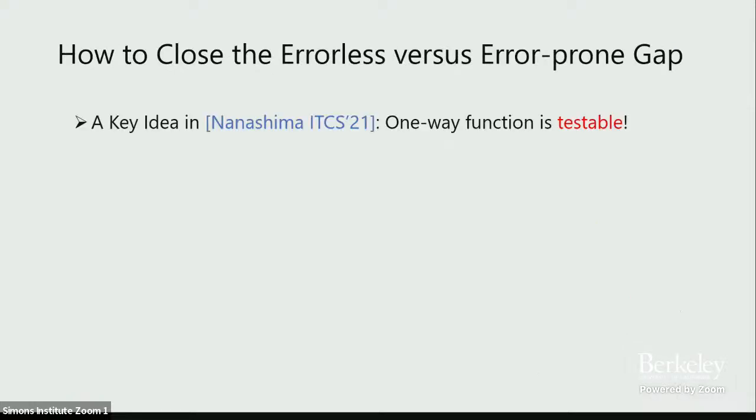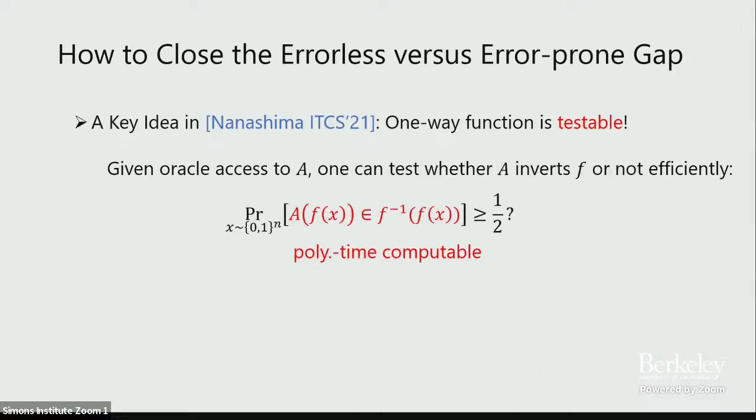And let me mention how we can close the gap between errorless and error-prone average complexities. This is actually identified in the work of Nanashima. The key idea is to use that a one-way function is testable in the following sense. Let's say you are given oracle access to A, where A is an oracle that tries to invert a one-way function. The condition that A inverts the one-way function can be written in this way. The key point is that this condition can be tested in polynomial time. By choosing x randomly, you can check whether A inverts the one-way function or not. In this sense, a one-way function is testable.